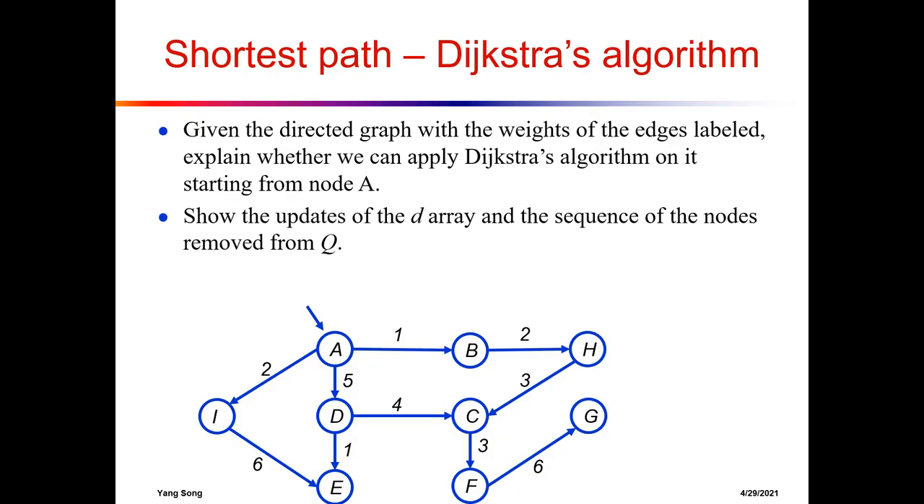So the sample question is this: given the directed graph with the weights of the edges labeled, explain whether we can apply Dijkstra's algorithm on it, starting from node 0. That's the first question. And if it's doable, show the updates of the D array and then the sequence of the nodes removed from the queue.